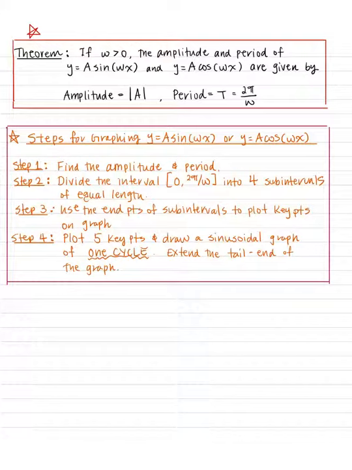This is straight from the textbook. Step 1, find the amplitude and the period. Step 2, divide the interval 0 to 2 pi over omega into 4 subintervals of equal length. Step 3, use the endpoints of subintervals to plot key points on the graph. Step 4, plot 5 key points and draw a sinusoidal graph of one cycle.